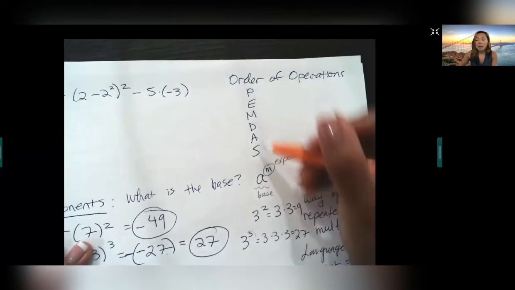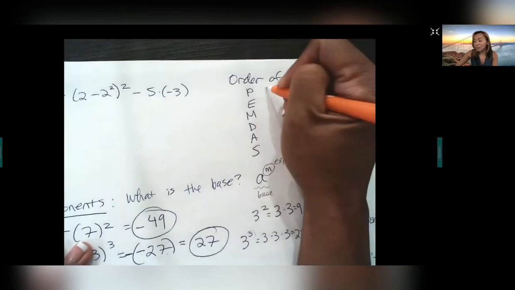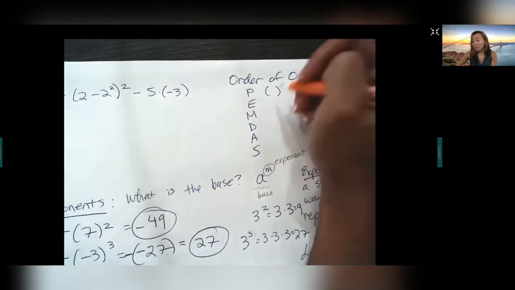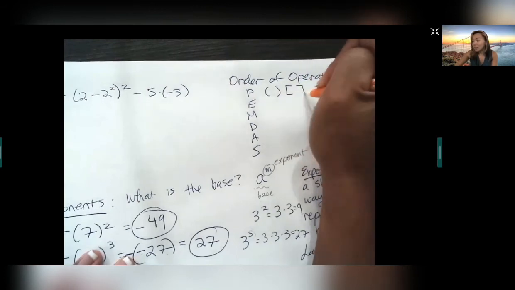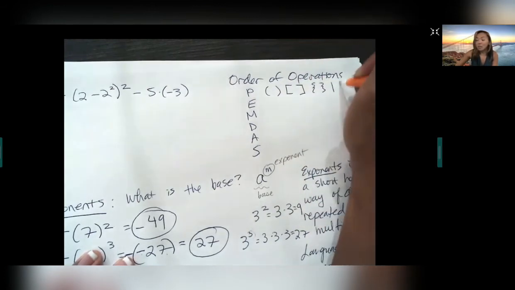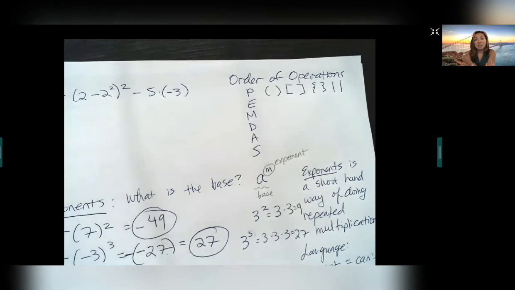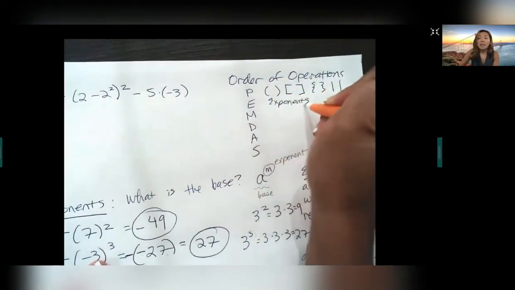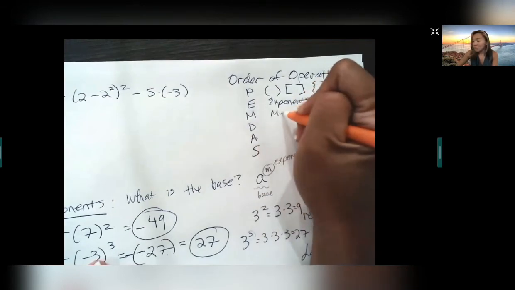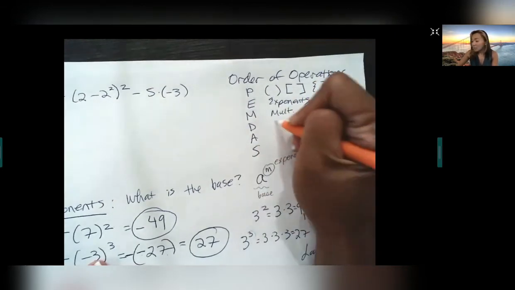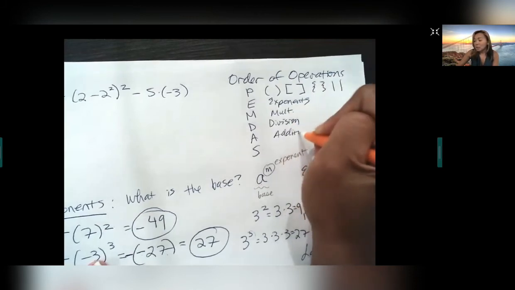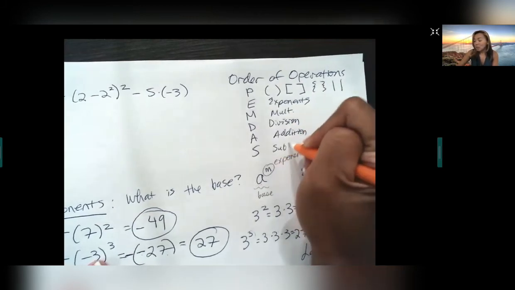The acronym PEMDAS stands for: P stands for parentheses. And parentheses could be anything that groups numbers together, like these parentheses, brackets, squiggly brackets, absolute values, things that group numbers together. Then E stands for exponents. M stands for multiplication. D stands for division. A stands for addition. And S stands for subtraction.